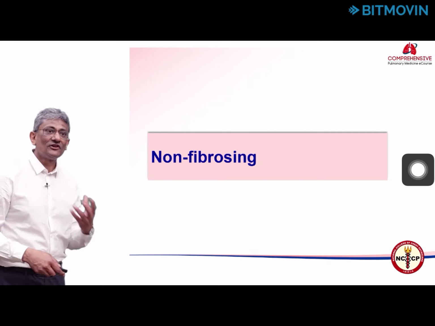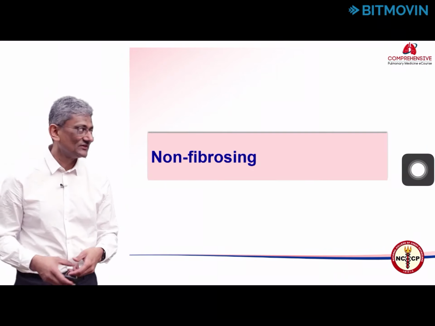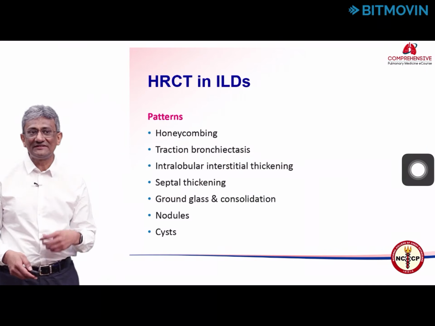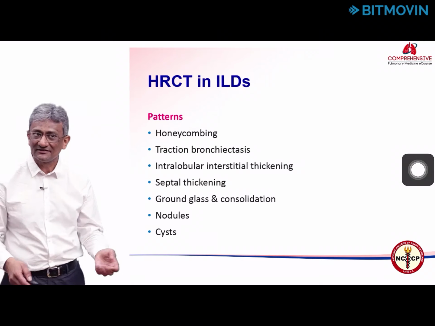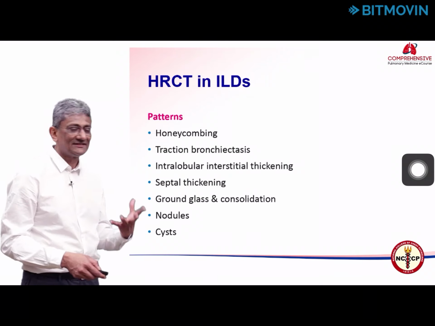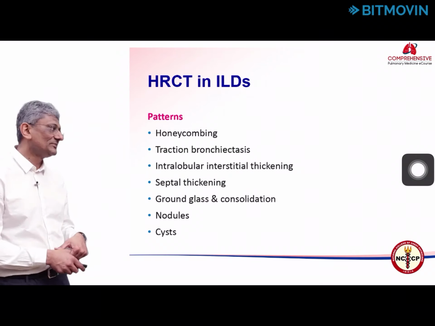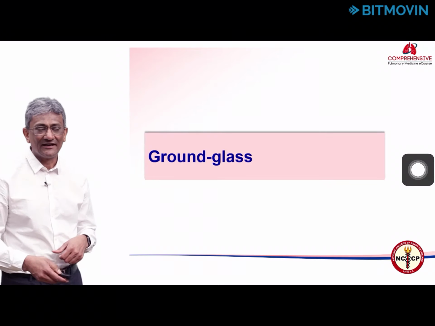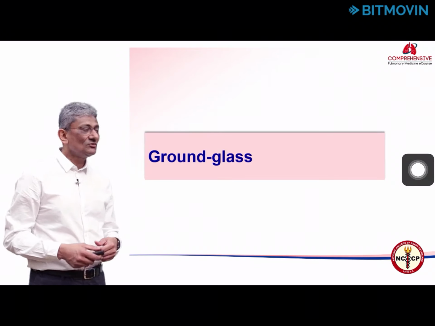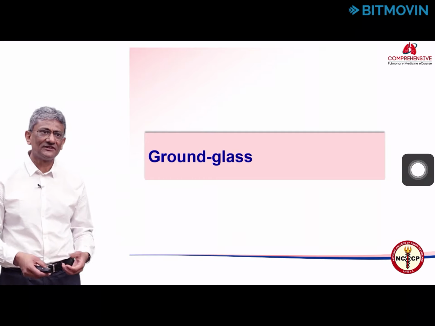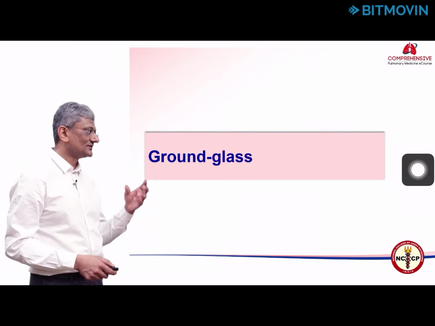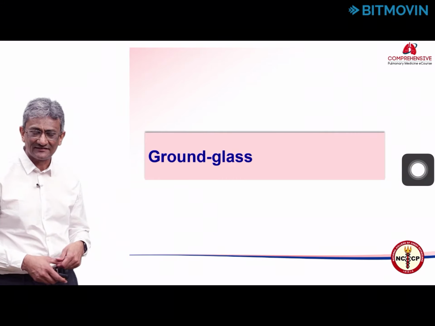We then move on to the non-fibrosing ILDs, where typically we see septal thickening, ground glass and consolidation, and nodules, and as I said, today we will not be talking about the cystic ILDs. Ground glass is defined as the presence of increased opacity in the lungs that does not obscure the underlying vessels.